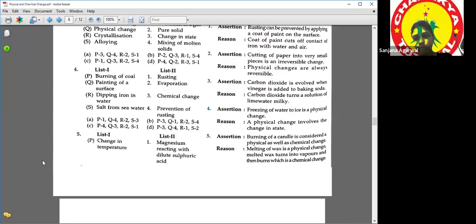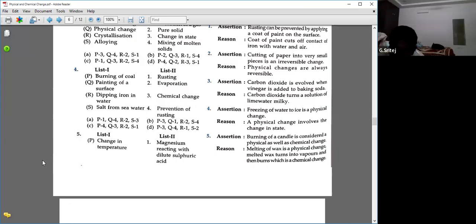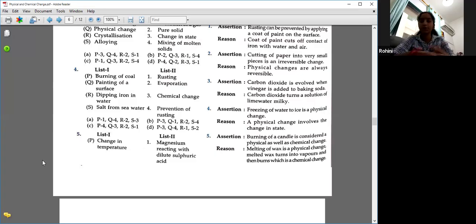Kshitij, why do you think B? Ma'am, because they're just identifying what is the physical change and what is the chemical change in the burning of candle. So you think this is wrong? Ma'am, I don't know, ma'am. I'm thinking it's A or B. Yes, ma'am, I'm also thinking option A.